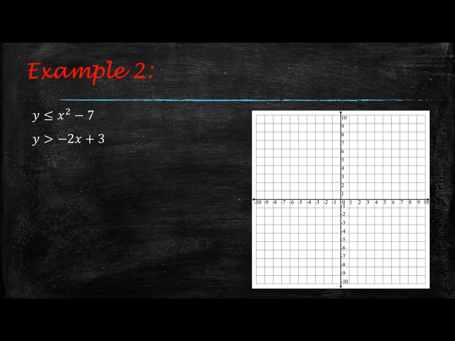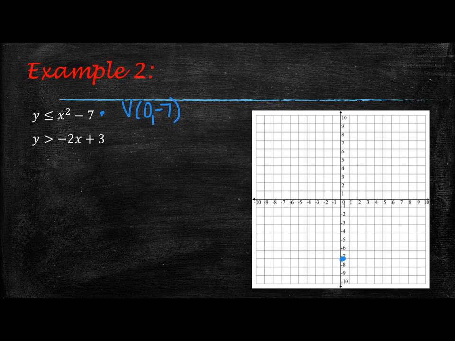Now we have a linear and a quadratic. So we're going to plot the quadratic first. Y is less than or equal to x squared minus 7. So the first thing we're going to do is show our vertex. I'm going to put this one in blue. Our vertex is at 0, -7. So we're going to plot that first. 0, -7.